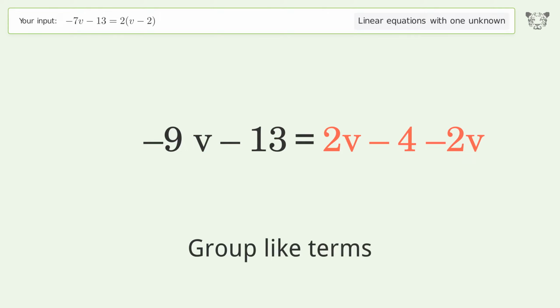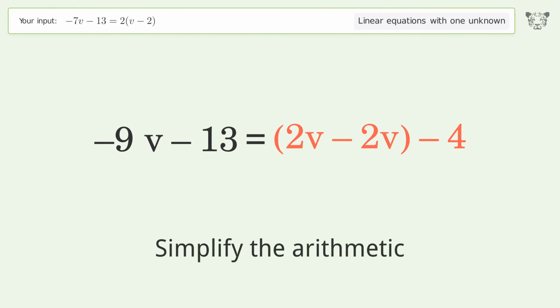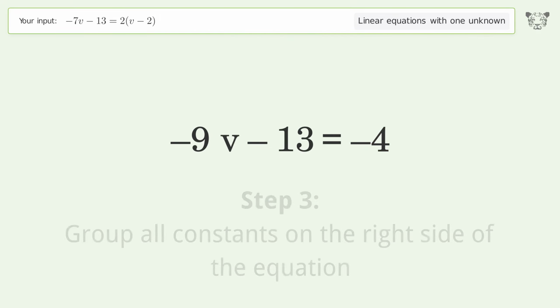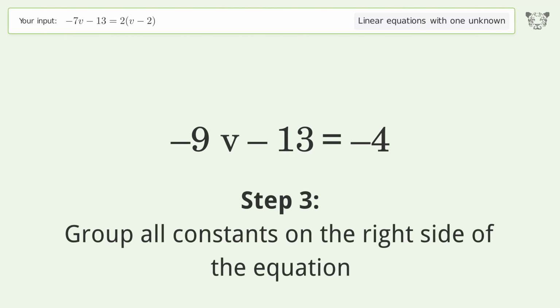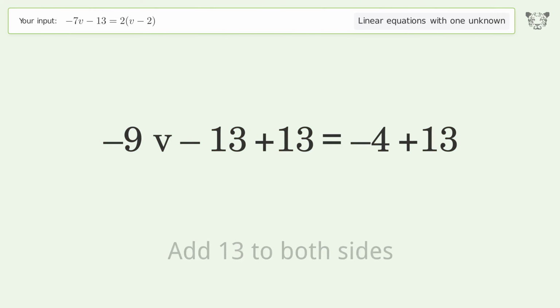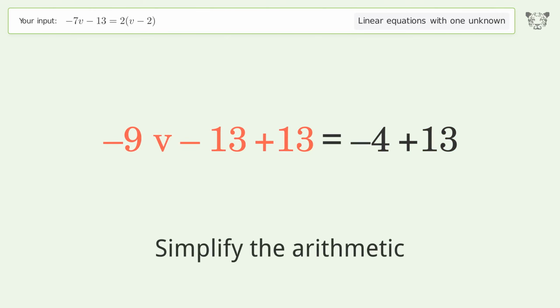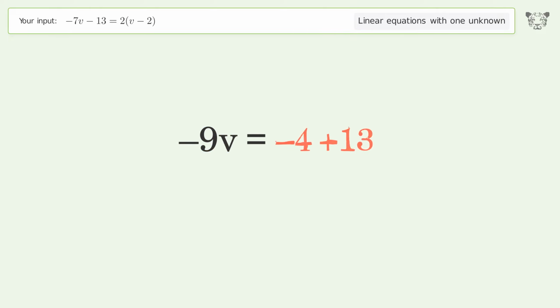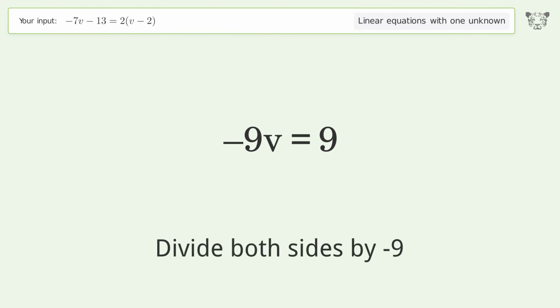Group like terms. Simplify the arithmetic. Group all constants on the right side of the equation. Add 13 to both sides. Simplify the arithmetic. Isolate the v. Divide both sides by -9.